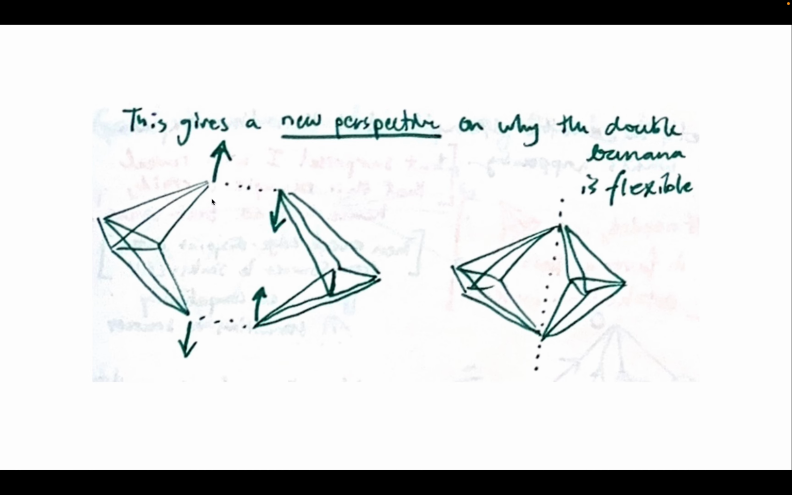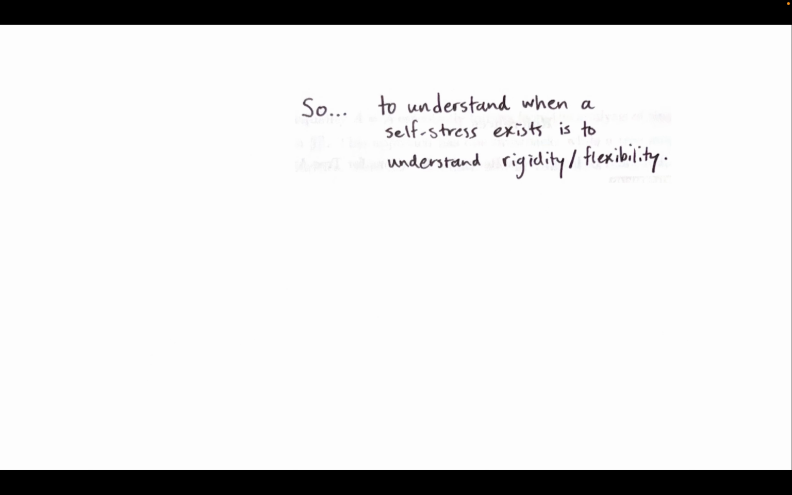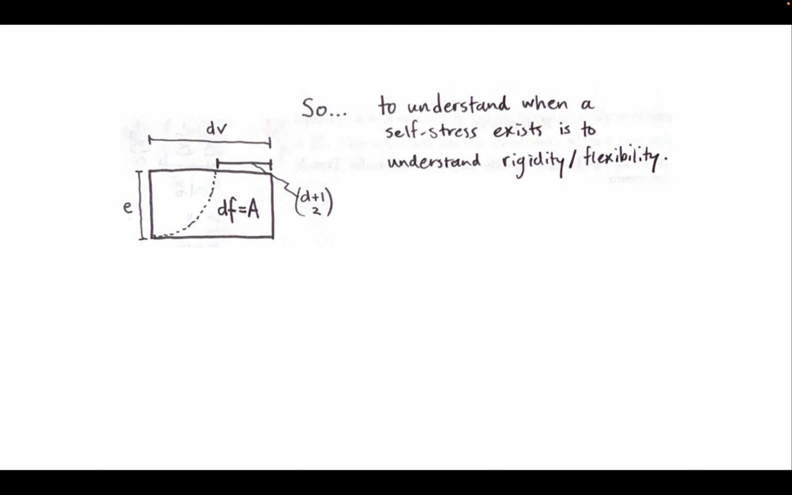But there's a different, maybe slightly less intuitive way, which is that this banana here is capable of resisting this force, but this banana is capable of resisting this force. So if you put them together, they can cancel out and give you a self-stress. That self-stress drops the rank, which then opens up an infinitesimal flex here. Okay, so to understand when a self-stress exists is to understand rigidity and flexibility by this cartoon rank of a matrix.